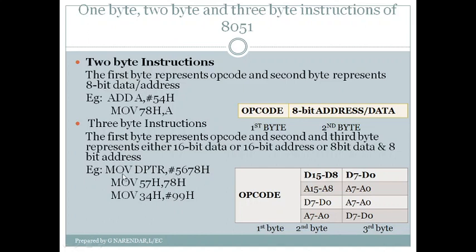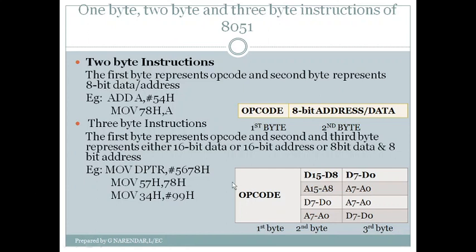And you can see what the instruction is. MOV takes 1 byte, DPTR is the register name so it will not take anything, and 5678 is 16-bit data. So this will come under the first category, opcode and 16-bit data. Second and third byte will be 16-bit data. And the next one is MOV 57H, 78H. You can see that before 57H and 78H you don't have any hash, so both are addresses of the internal RAM. MOV takes 1 byte, 57H is one byte of address, 78H is another byte of address.